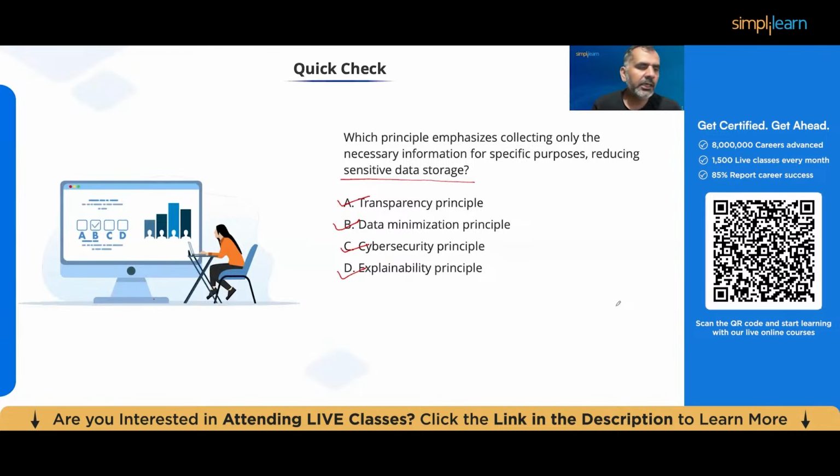Yeah, so you can say B is the right option, which basically talks about collecting only the necessary information. You should not collect information which is not required for the application or for the use case that you are solving. In that way, you only collect minimum information and you store minimum information. It is not good to store sensitive data in a huge amount, because if any data breach happens, you lose the trust of the customer base. So the right option is B. That's correct.